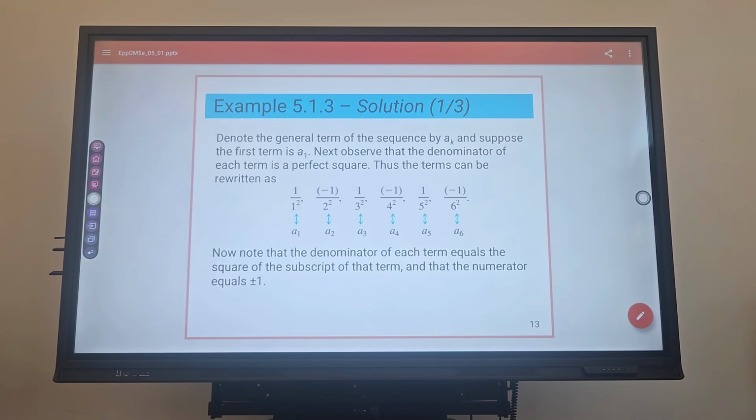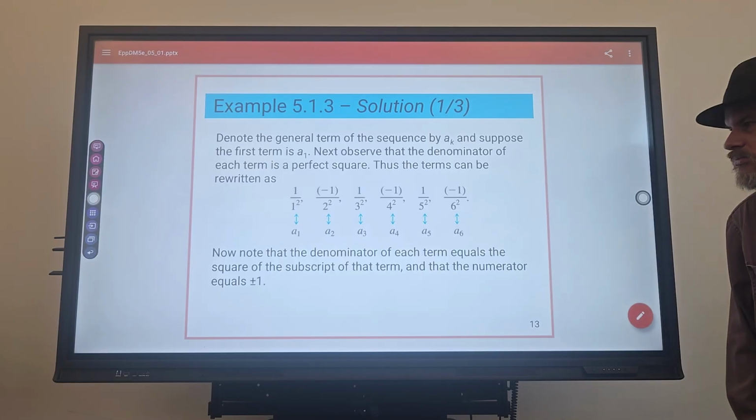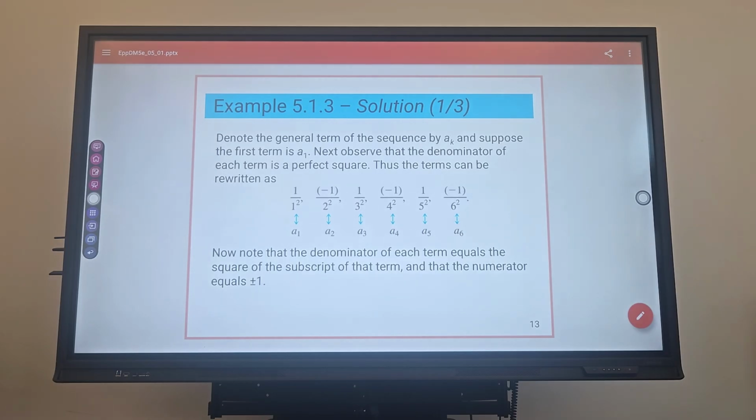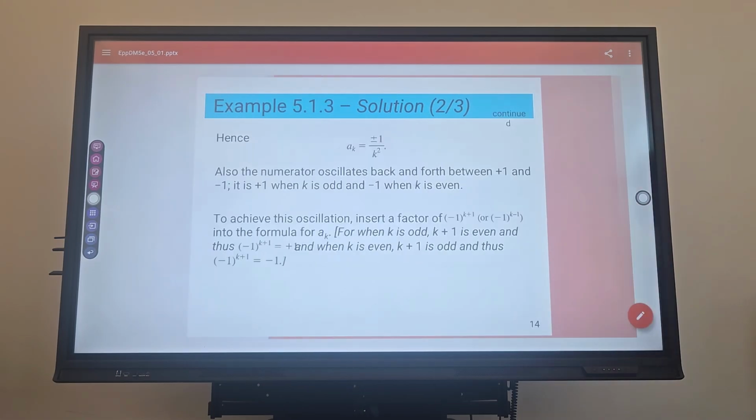Start at 1. Observe that the denominator of each term is a perfect square. Thus, the terms can be rewritten as 1 over 1 squared, minus 1 over 2 squared, 1 over 3 squared, minus 1 over 4 squared, etc. Now note that the denominator of each term equals the square of the subscript of that term, and the numerator equals plus or minus 1. Hence, a sub k equals plus or minus 1 over k squared.